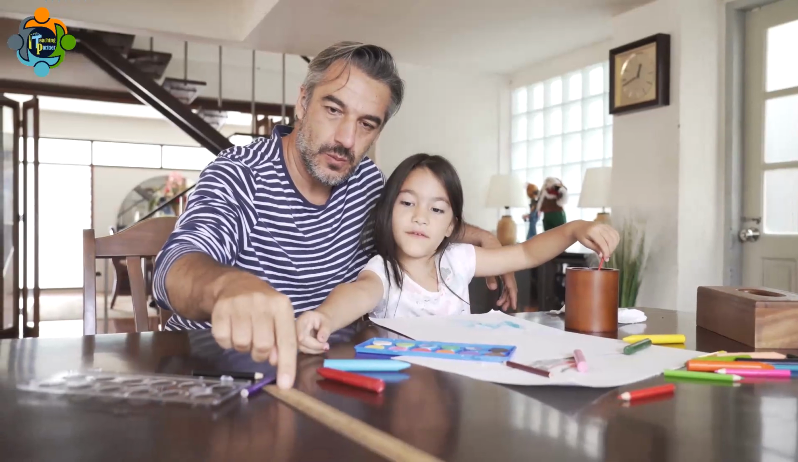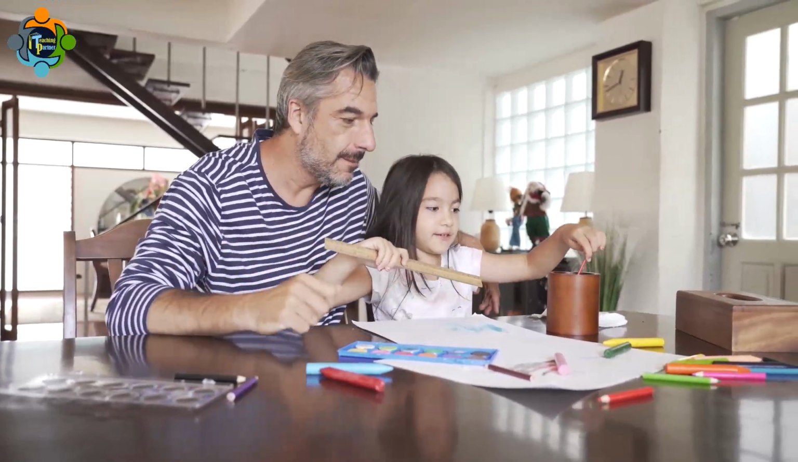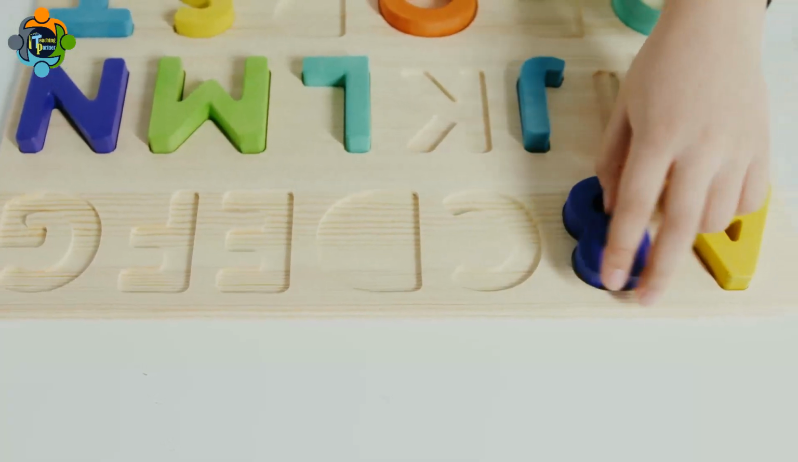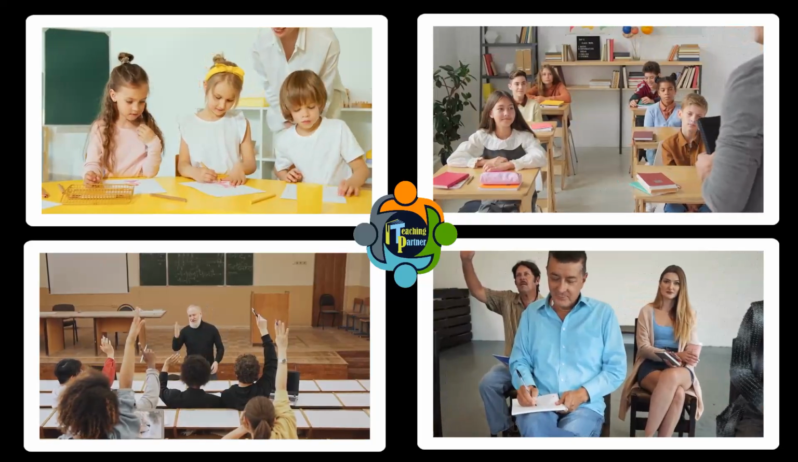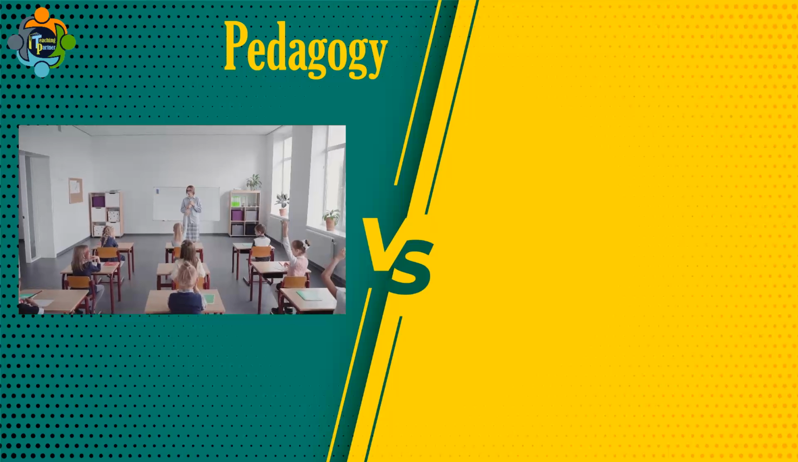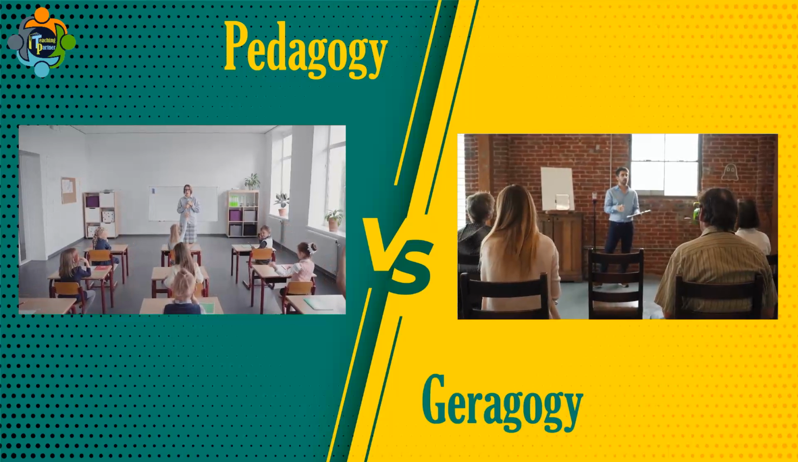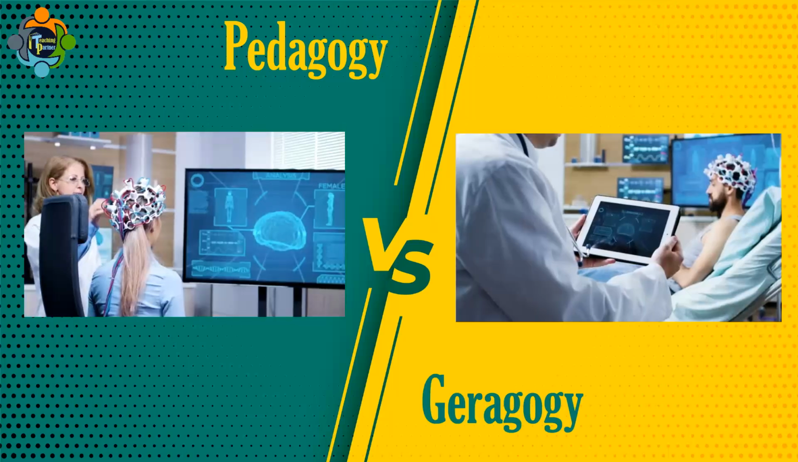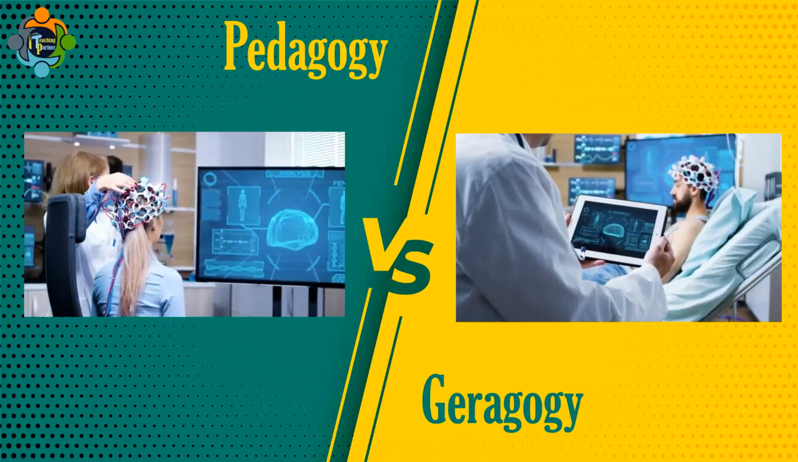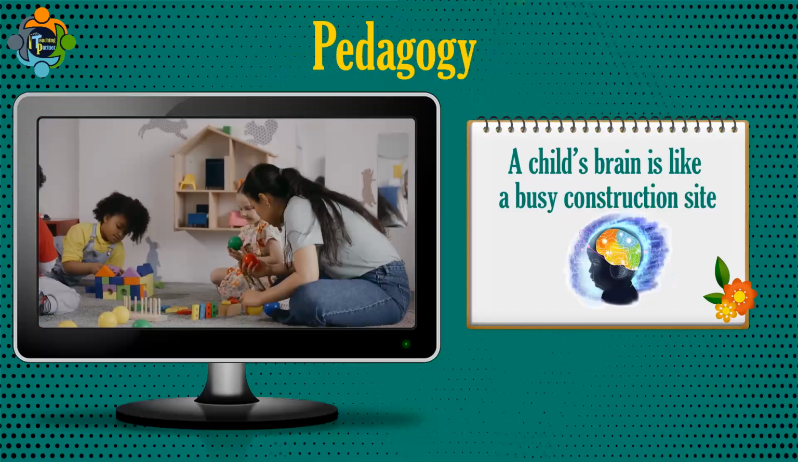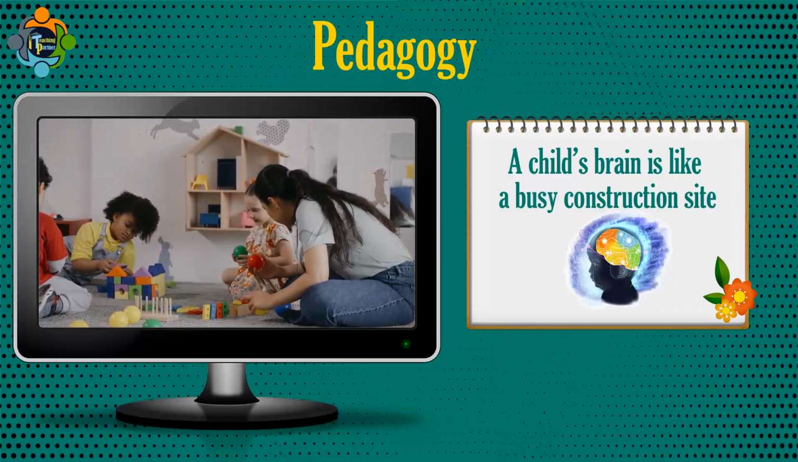Have you ever noticed that the way you helped your child learn their ABC feels completely different from how you might help an older family member figure out a new smartphone? That's because teaching is not a one size fits all endeavor. Today we are exploring two different approaches: pedagogy, which is the art of teaching children, and geragogy, the art of teaching older adults. And we are looking at them through the fascinating lens of educational neuroscience, basically what's actually happening inside the brain.